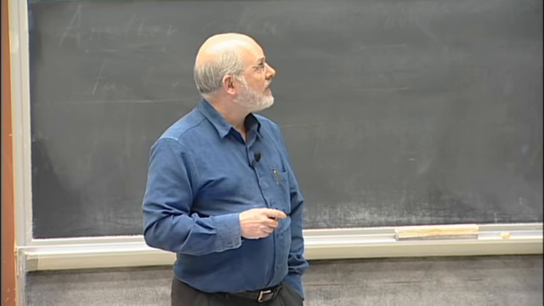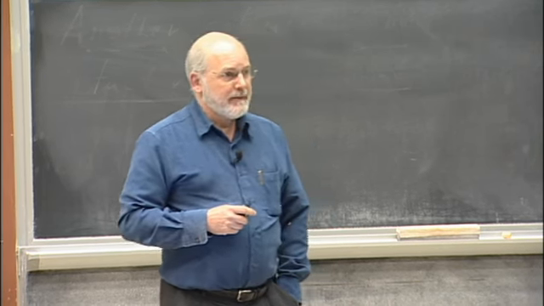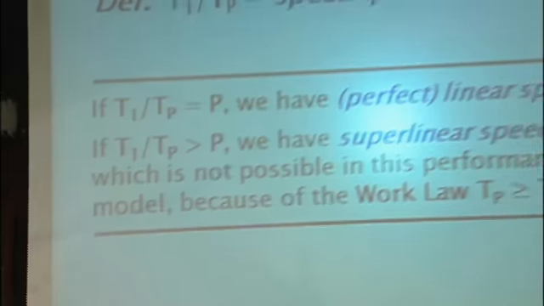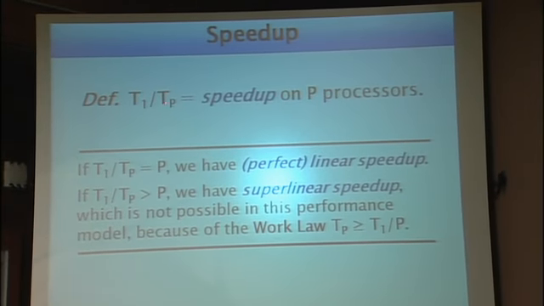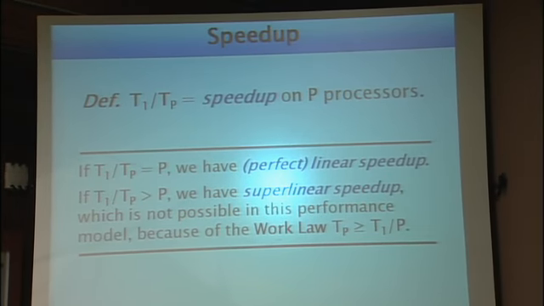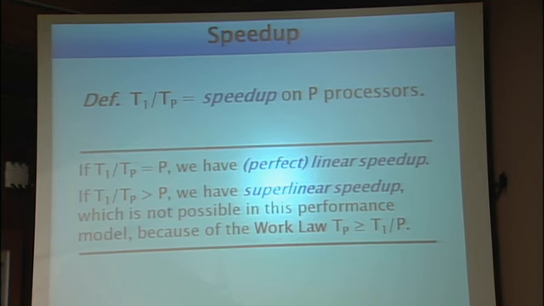Okay. So speedup is defined to be T1 over TP. Speedup is how much faster I am on P processors than I am on one processor. Pretty easy. If T1 over TP is equal to P, we say we have perfect linear speedup, or a linear speedup. That's good, right? Because if I use P processors, I'd like to have things go P times faster. That would be the ideal world.